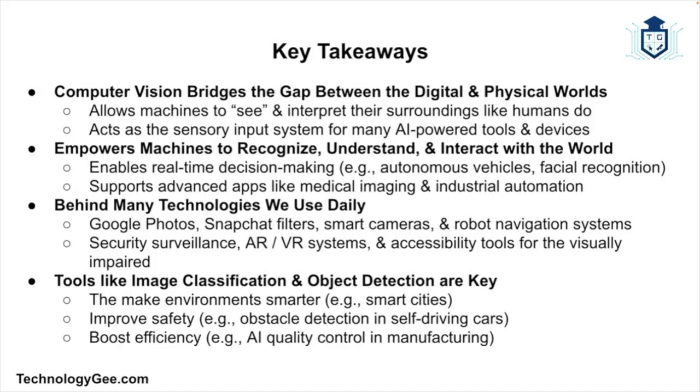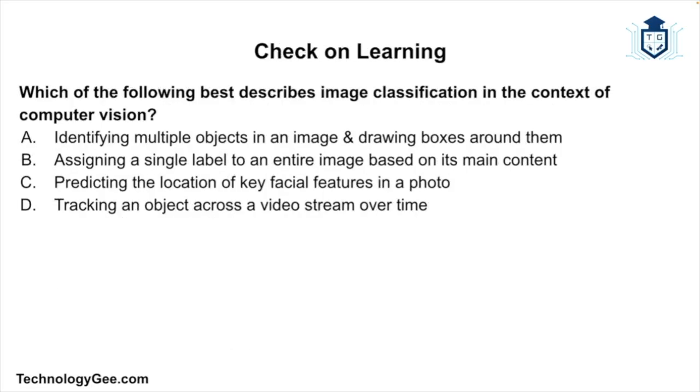But the journey doesn't stop there. As you continue your AI fundamentals journey, just think about this. How would you want an AI to see the world? What data would you feed it, and how would you ensure it sees fairly and accurately? Because training an AI to see isn't just a technical challenge, it's a human one as well. And with all of that being said, let's do some check on learning.